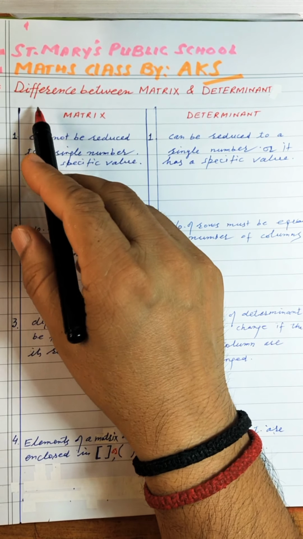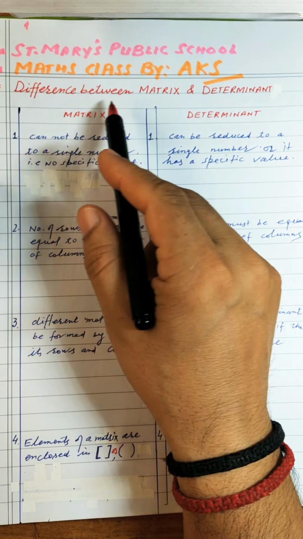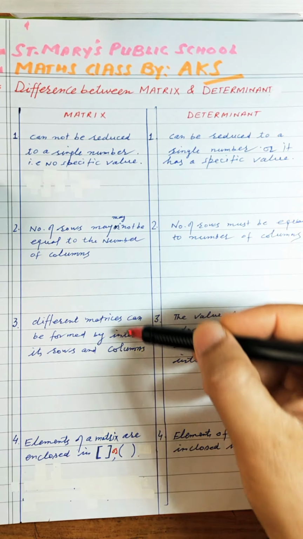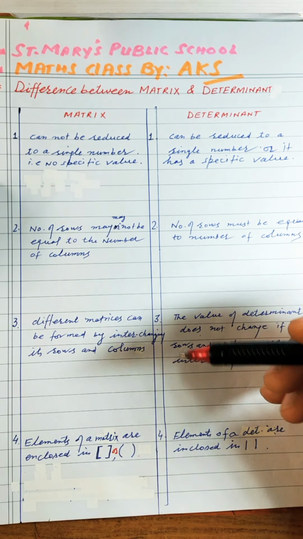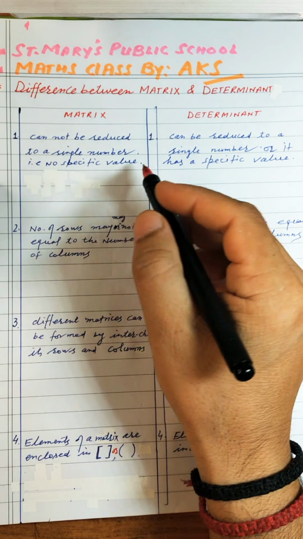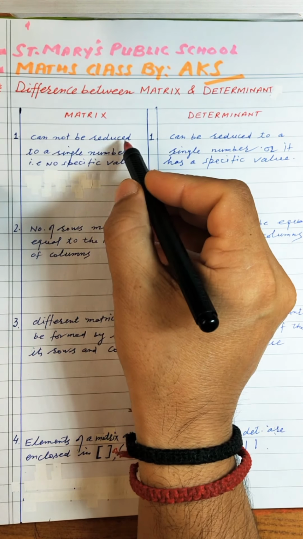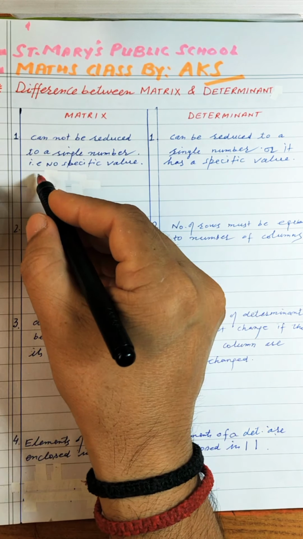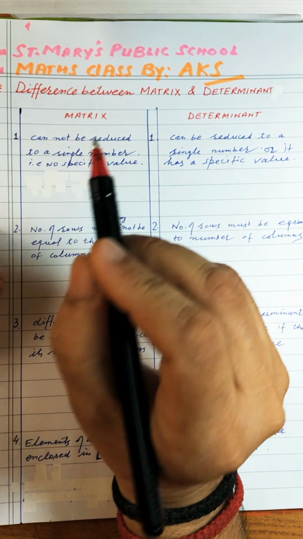Hello students, today we are here to discuss the difference between matrix and determinant. Some points I have already written here and I will explain every point with the help of an example. First point: a matrix cannot be reduced to a single number, that is, no specific value of a matrix.